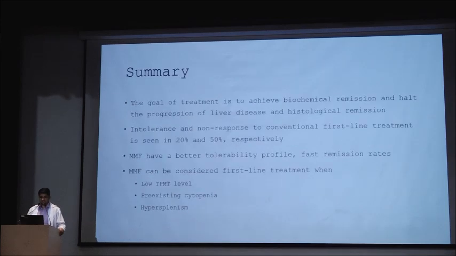The goal of treatment is to achieve biochemical remission, halt the progression of liver disease, and achieve histological remission. Intolerance and non-response to conventional first-line treatment are seen in around 20 and 50% respectively. MMF has a better tolerability profile and can lead to fast remission rates of autoimmune hepatitis, and this can be a better option in patients who have low TPMT level, persistent pre-existing cytopenia or hyperinsulinism.